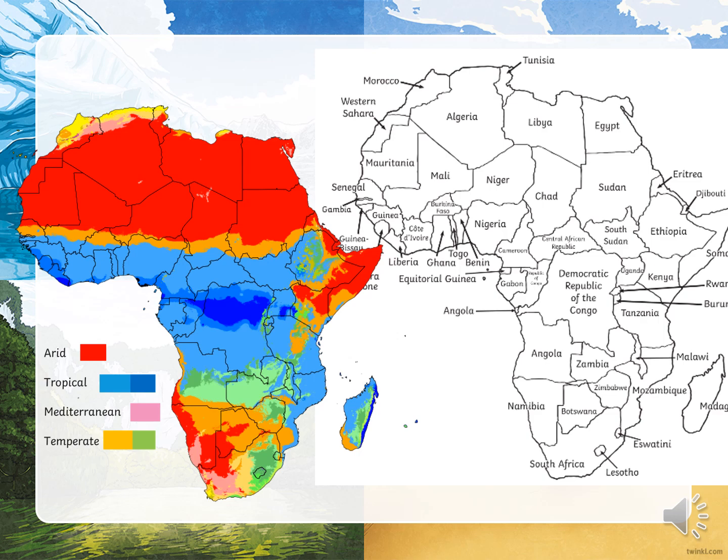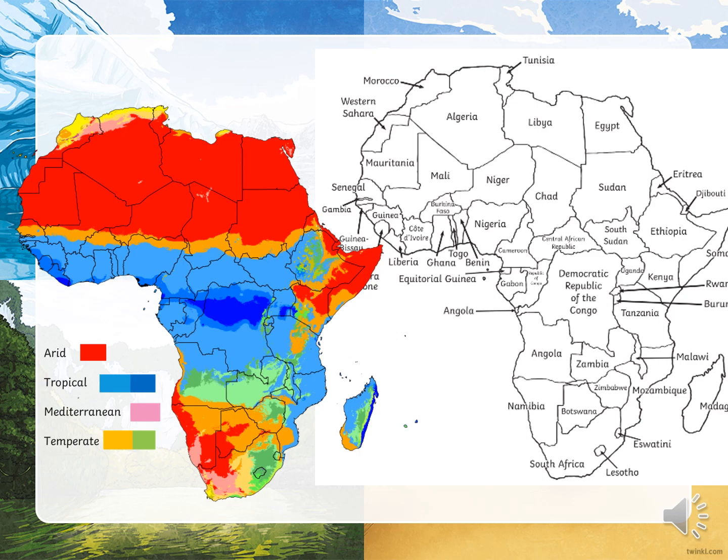So first question, if I was doing an example, if I said what is the main climate in Algeria, what you would do is you would find Algeria, which is in the north of Africa there, look, and you'd go over to the map and find the same shape, which is there, and you say, okay, Algeria has a mainly arid climate, although at the very north it's a bit more temperate and Mediterranean. Okay, that was just an example.